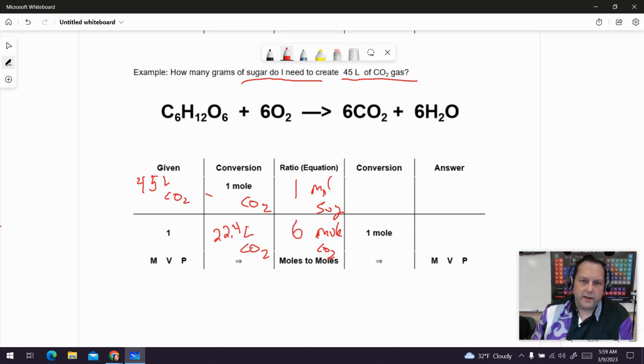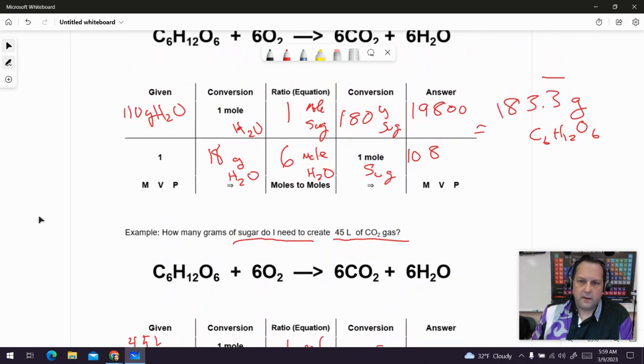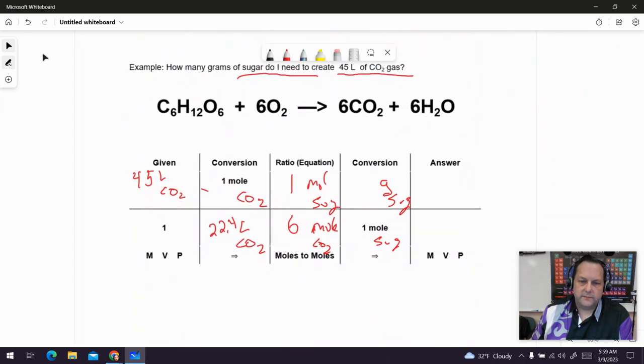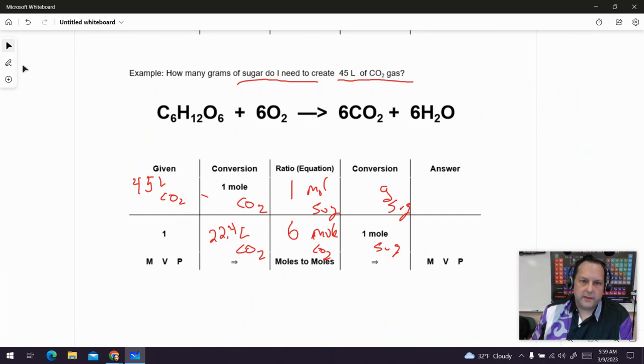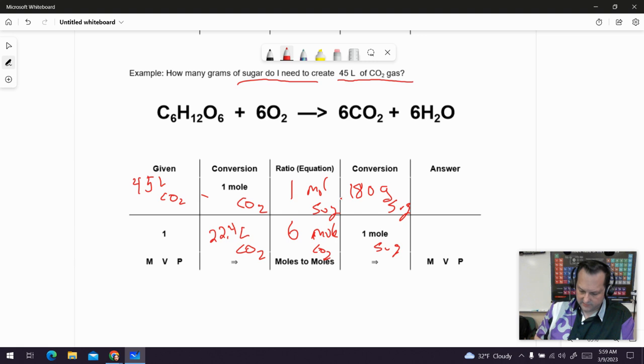Now I'm in moles of sugar. I got to get to grams of sugar. So down here, 1 mole of sugar is how many grams of sugar? And I believe we just figured that out, correct? 180 grams of sugar. So back to here we go, and we are at 180 grams of sugar. So now we multiply across.